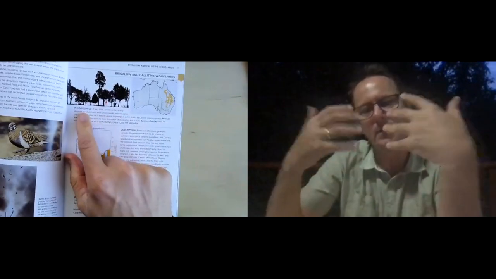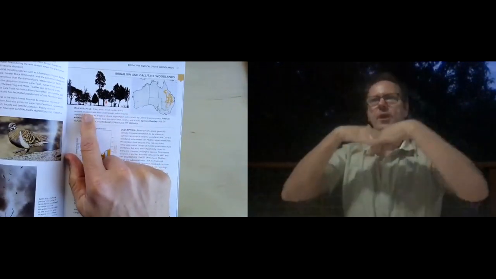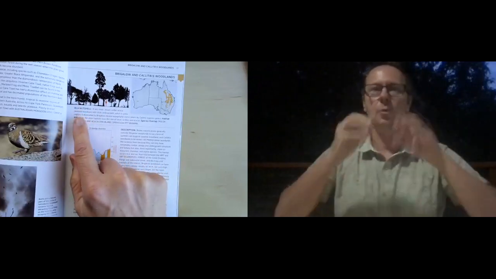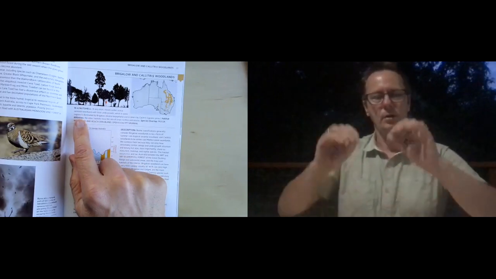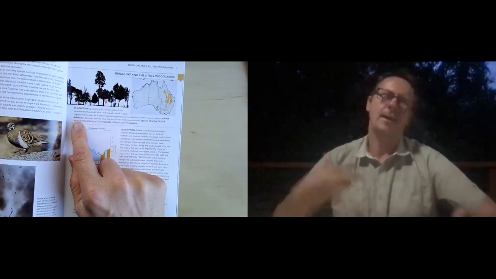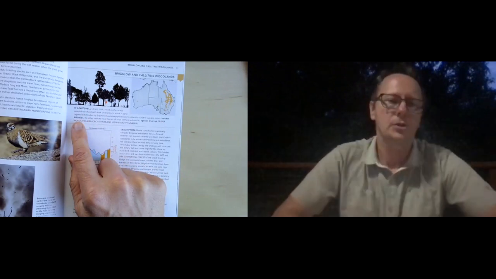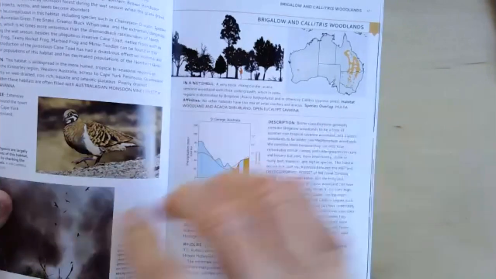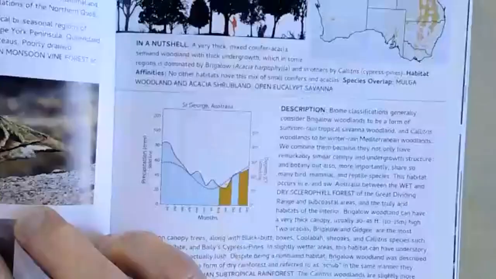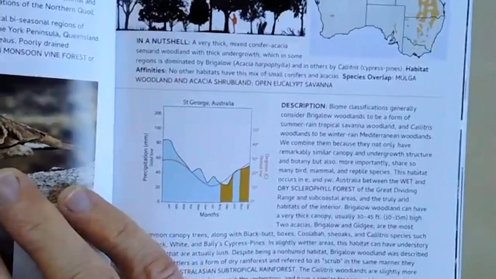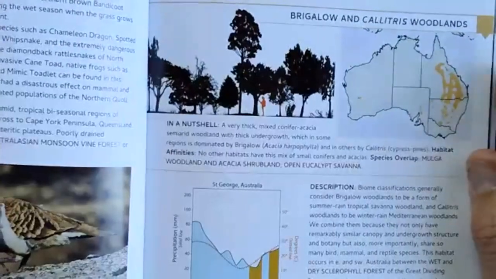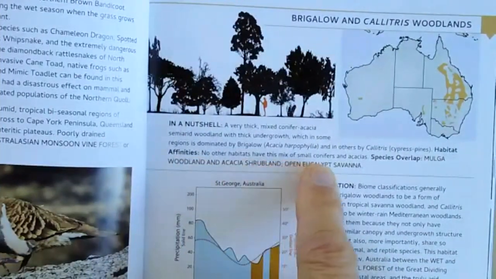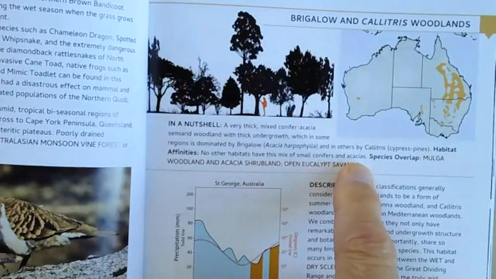Oh, in a nutshell. What that is, it's trying to put, first of all, it puts the habitat into a global perspective. So it's always designed for someone who's never been there. How can they relate to that habitat? It gives a very brief description of what it is, but then look at habitat affinities. No other habitat in the world has this mixture of small conifers and acacias. It just doesn't have one.